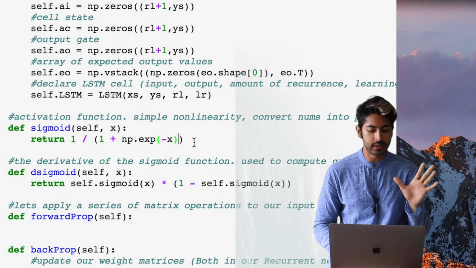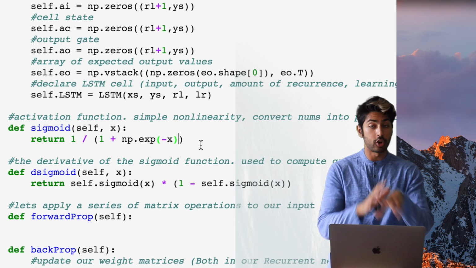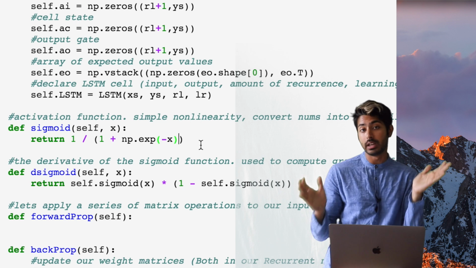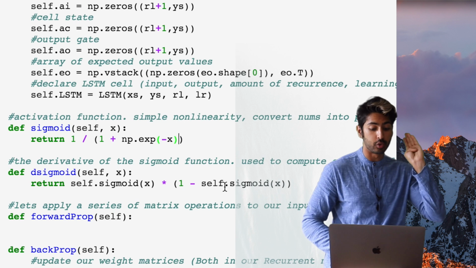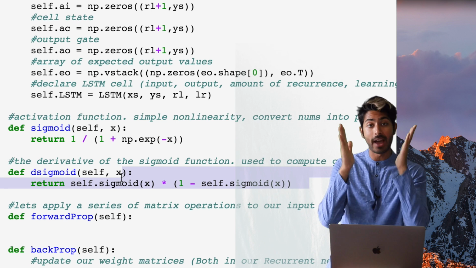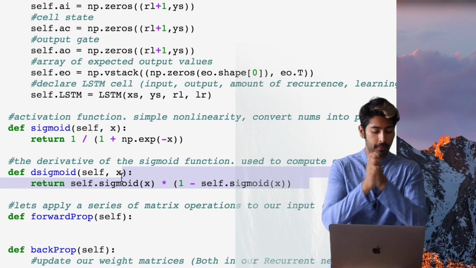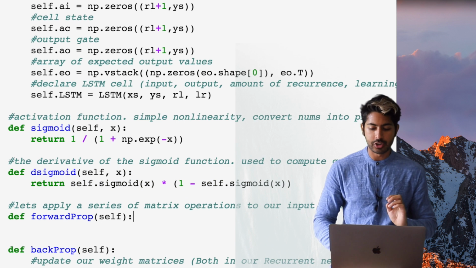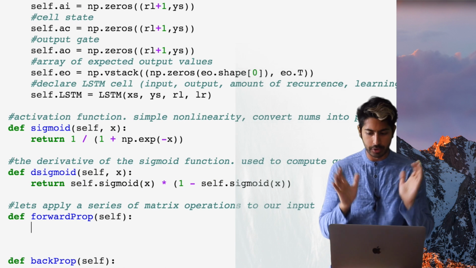Those are our initializations, and now we have our sigmoid, which is our activation function. It's a simple nonlinearity, right? And then we have our derivative of the sigmoid function, which is used to compute gradients. That's why we have the derivative, right? We'll talk about that in backpropagation. And then we have forward propagation, which is our series of matrix operations, which I'm going to code.